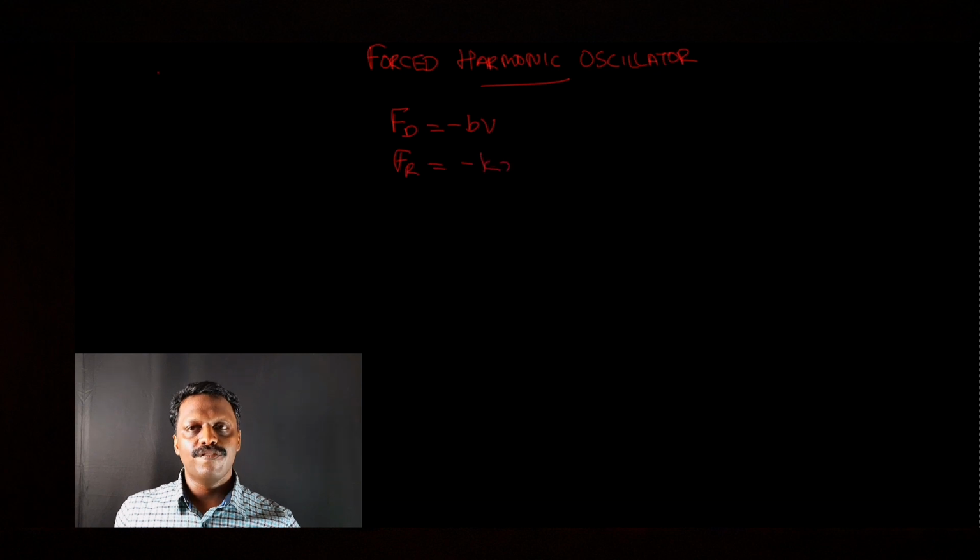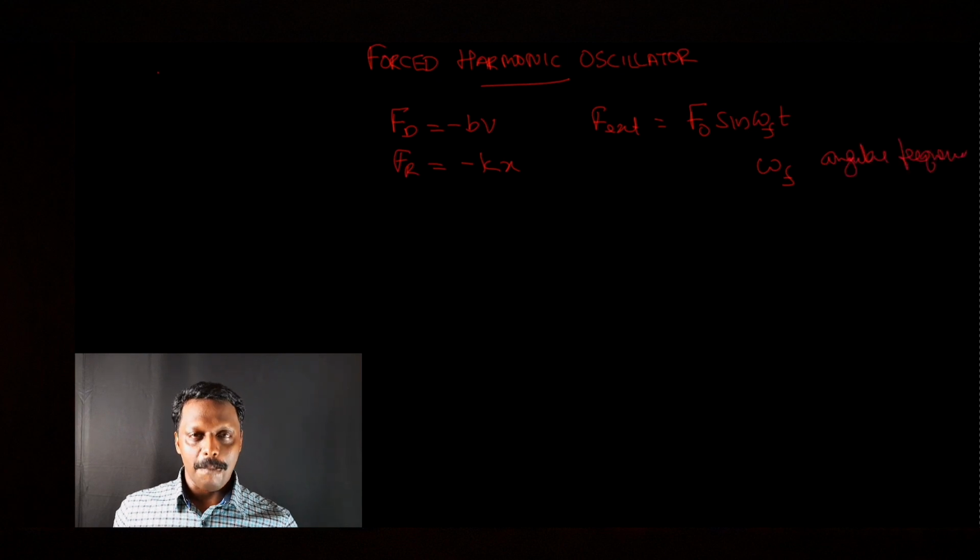Let the external periodic force be F0 sin ωf t, where ωf represents the angular frequency of the external periodic force. So we have different terms: ω0 being the natural angular frequency, ω the damped angular frequency, which is root of ω0² minus β², and here ωf is the angular frequency of the external force, and the frequency of the forced oscillator will be given by dividing ωf by 2π.